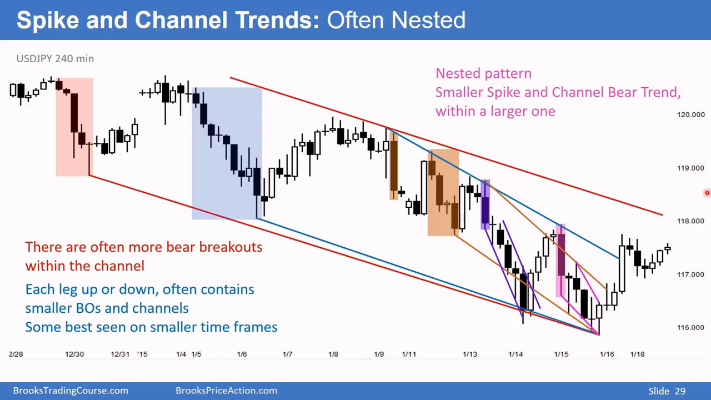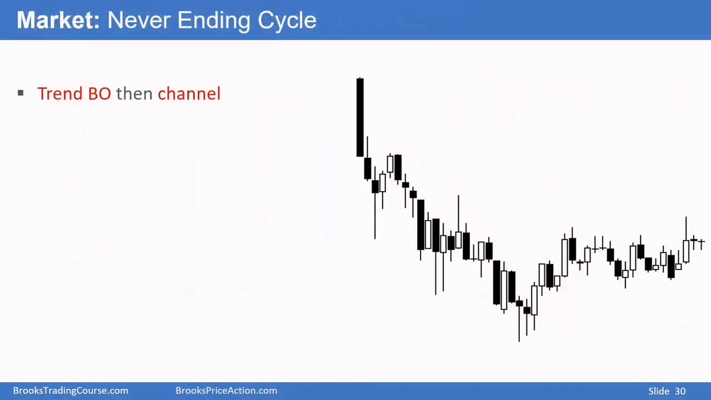Another bear breakout and then a little wedge channel, so another spike and channel trend, again within this larger spike and channel bear trend. We have a bear breakout, and then a channel. Breakout, you can call it a trend bar, you can call it a spike, and then pullback. The pullback starts the channel phase, so a spike and channel bear trend.